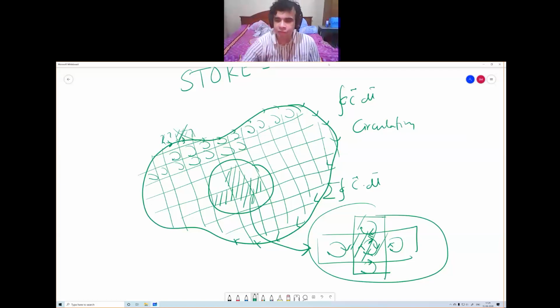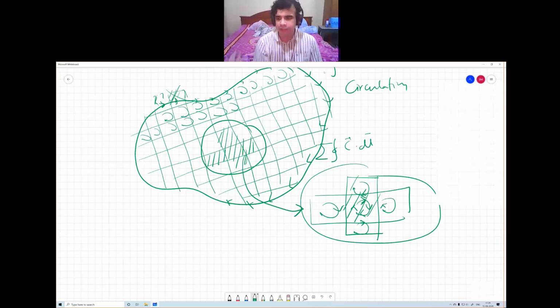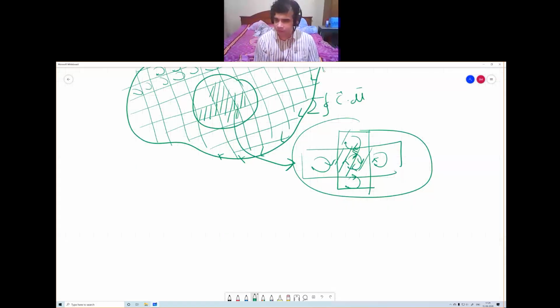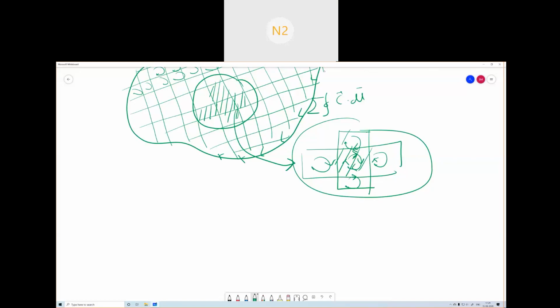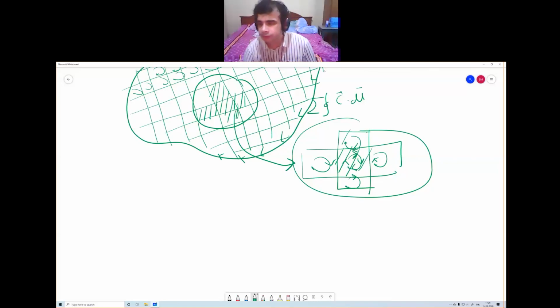So what is the significance of curl? We have done the significance of divergence. We have done the significance of gradient. What is the significance of curl? It denotes the rotation of a vector. Anything else?